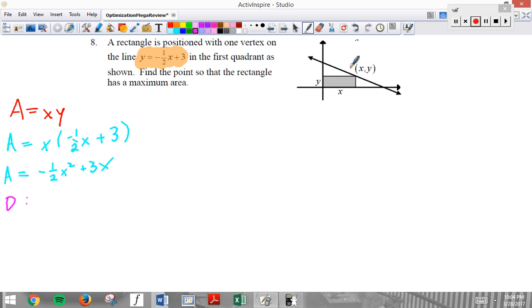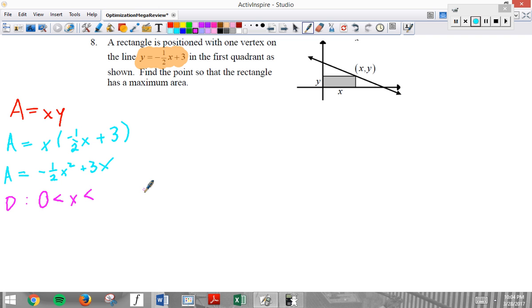I'm in the first quadrant. So x had to be greater than 0? Well, what do we think is the first quadrant? Is the axis in the first quadrant? I think it's not, technically. I don't know for sure.